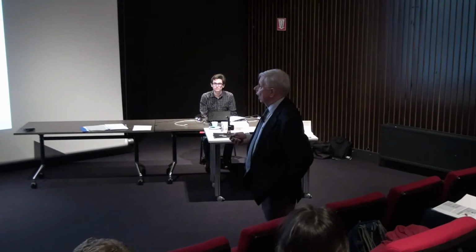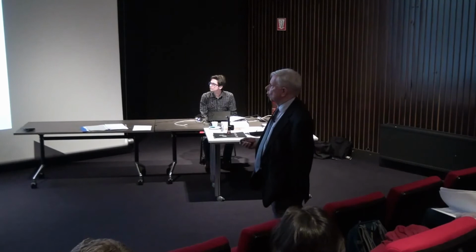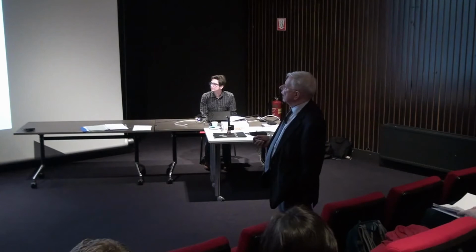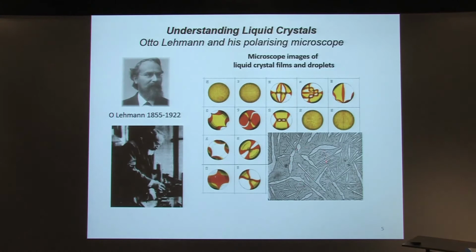Now, Reinitzer sent his samples to Lehmann, and Lehmann then spent quite a long time, most of a year, studying these. And this is one of the images that he saw. He saw strange objects. You can see some of them look rod-like, that they hadn't seen in previous circumstances. But these could move. They were flowing, and they could flow into one another. They could coalesce, or they could separate sometimes.